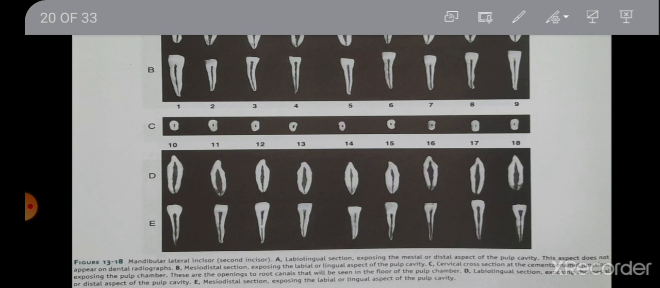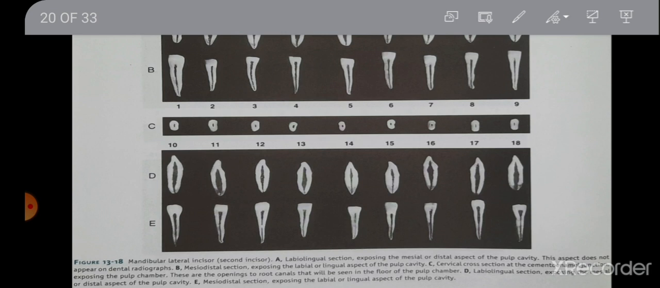The apical foramen may appear to exit at the tip of the root. This is evident in figure 13.18, A1, 2, 3, 6 and 9, D12 through 15, 17 and 18, or on the mesial or distal aspect of the root tip. This is evident in figure 13.18, A5, 7 and 8, B10, 11 and 16.